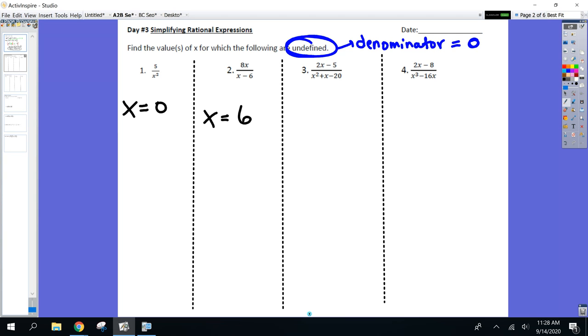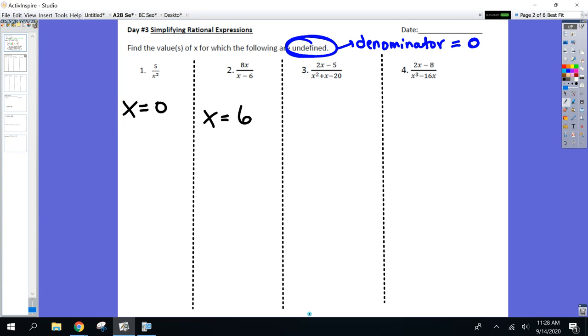So 1 and 2, no big deal. But now number 3, we get tricky, because I got x squared plus x minus 20. The only way we could do it right now is maybe we start throwing numbers out and checking. Would 3 work? Would 12 work? Would 10 work? And start checking in the calculator to see if we get 0. There's got to be a better way than that.